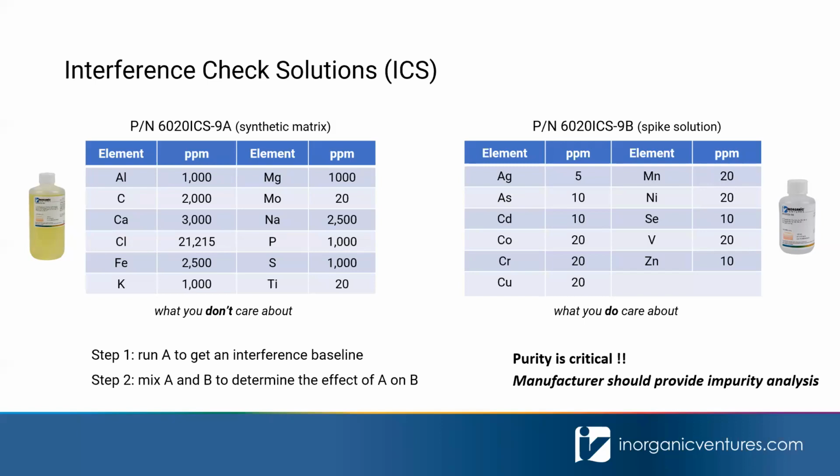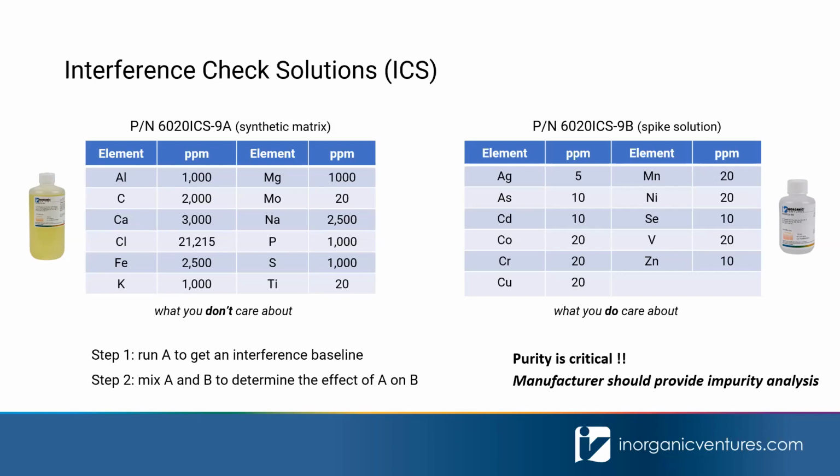You'll notice that it has a lot of the major elements and things that aren't in the EPA or the other methods. And so you really don't want to measure these, but they can affect your measurement of other elements that you do care about. And these are found on the table on the right. And the process for performing an interference check is that you would run the synthetic matrix first, measure all the isotopes for all the elements that you do care about, and you generate a baseline. You then mix the two solutions together to determine the effect of the synthetic matrix on your spike solution or all the elements that you really want to get a good number for.